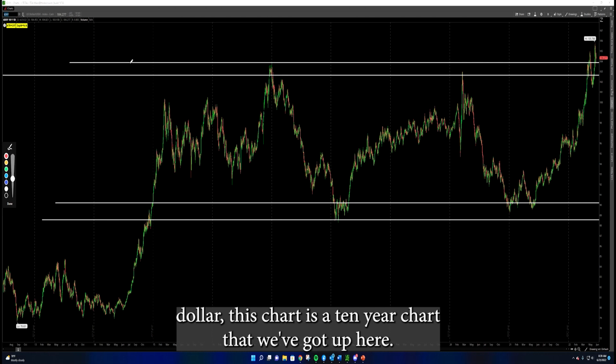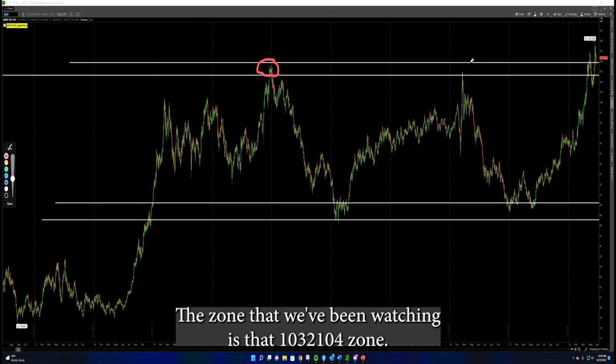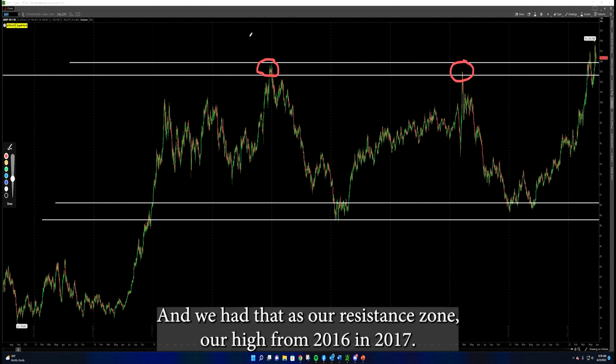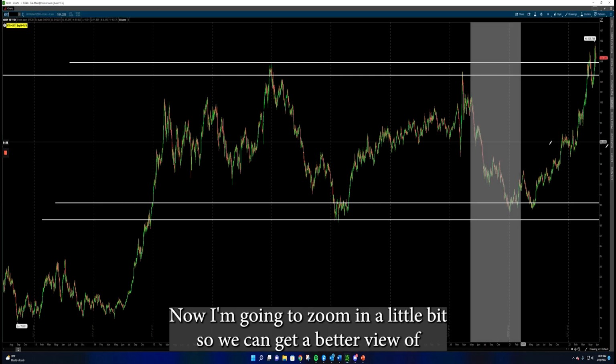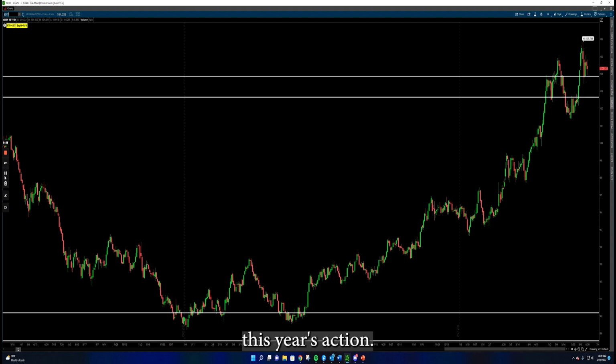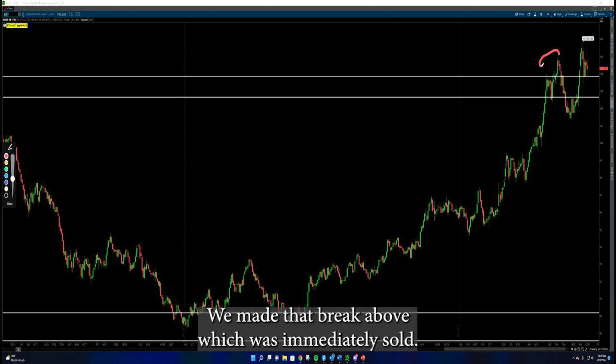Now, the US dollar, this chart is a 10-year chart that we've got up here. The zone that we've been watching is that 103 to 104 zone, and we had that as our resistance zone, our high from 2016 and 2017. We pushed back up into it on that spike in 2020, and that acted as resistance. Now, I'm going to zoom in a little bit so we can get a better view of this year's action. We made that break above, which was immediately sold under.